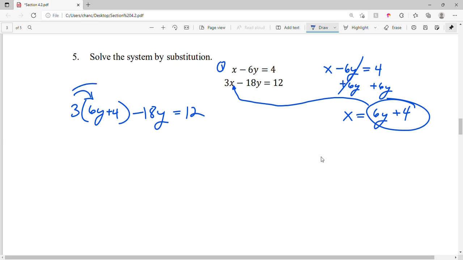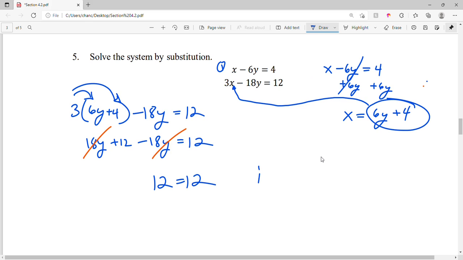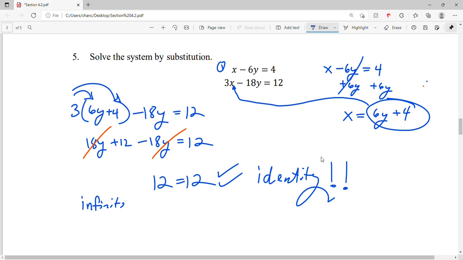Let's start to distribute. 3 times 6y is 18y. 3 times 4 is 12. And we'll drop down the negative 18y, and that's equal to 12. Notice what happens here. The 18y and the negative 18y cancel out, leaving us 12 equals 12. This is not a contradiction. This is an identity, which means that no matter what we use for x and y, we always have a true statement. What's our solution? This has infinite solutions, so we're going to put that it has infinite solutions.